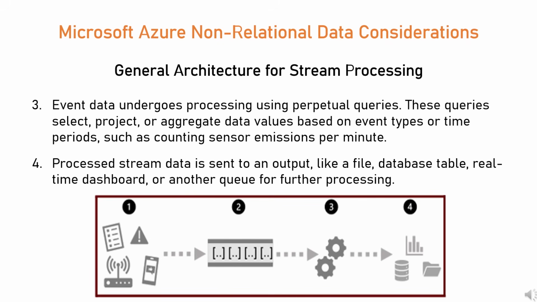Event data undergoes processing using perpetual queries. These queries select, project, or aggregate data values based on event types or time periods, such as counting sensor emissions per minute. Processed stream data is sent to an output like a file, database table, real-time dashboard, or another queue for further processing.